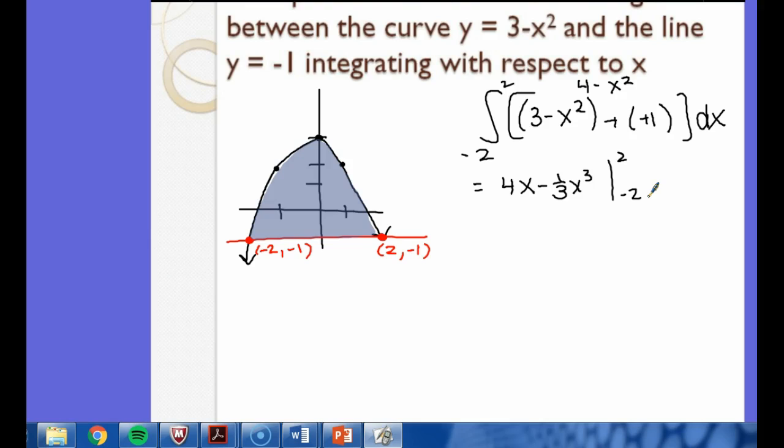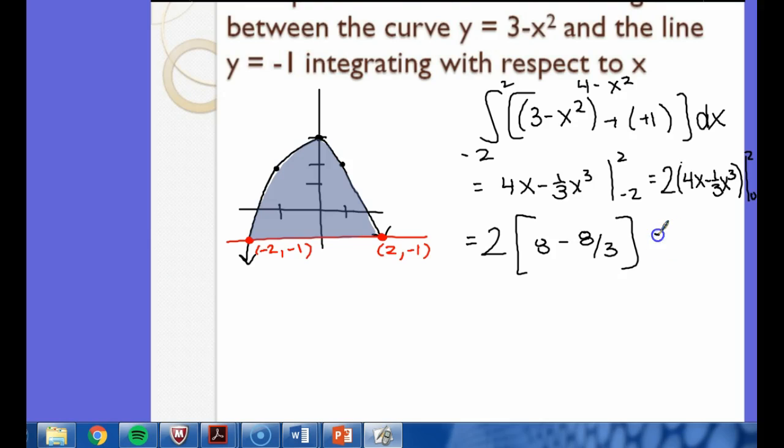What else could I have done to make this easier? Yep, I could have doubled it, right? I could have said 2 times 4x minus 1/3 x cubed and made it from 2 to 0 because it's symmetric. So plugging in 2, you get 8, and then minus 8/3. And then I can subtract 0 because I doubled it. So 8 minus 8/3 is? 16/3. Perfect, 16/3. Double that: 32/3.